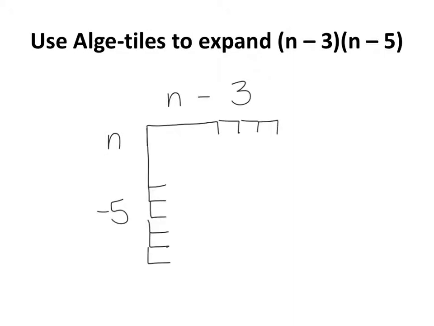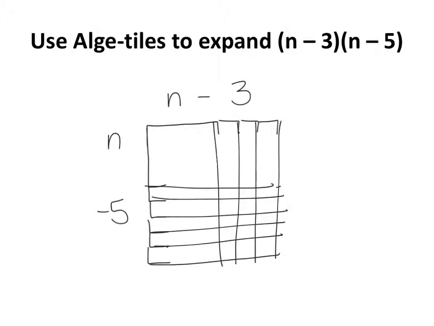Here we're going to use Alge-tiles to expand n subtract 3 and n subtract 5. We begin by drawing our edge lengths. Once you have your edge lengths drawn that show us n subtract 3 and n subtract 5, we're going to extend these lengths to complete the rectangle. Now we're looking for our shading.